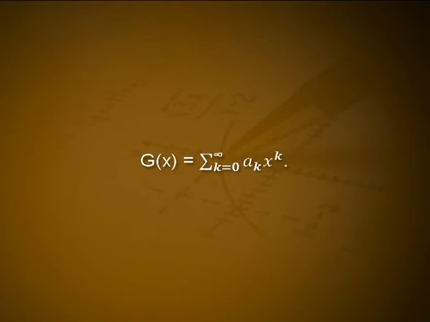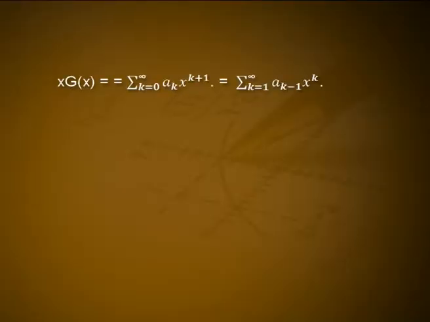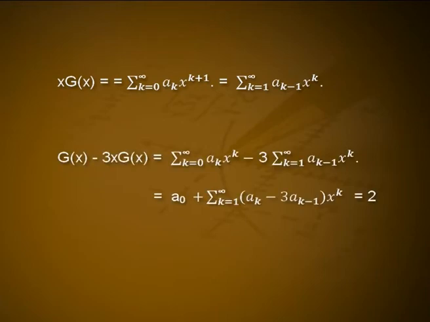Solution. Let G(x) be the generating function for the sequence a_k, that is G(x) equal to summation k equal to 0 to infinity a_k into x raised to k. First note that x into G(x) is equal to summation k equal to 0 to infinity a_k into x raised to k plus 1, that is equal to summation k equal to 1 to infinity a_(k minus 1) x raised to k.